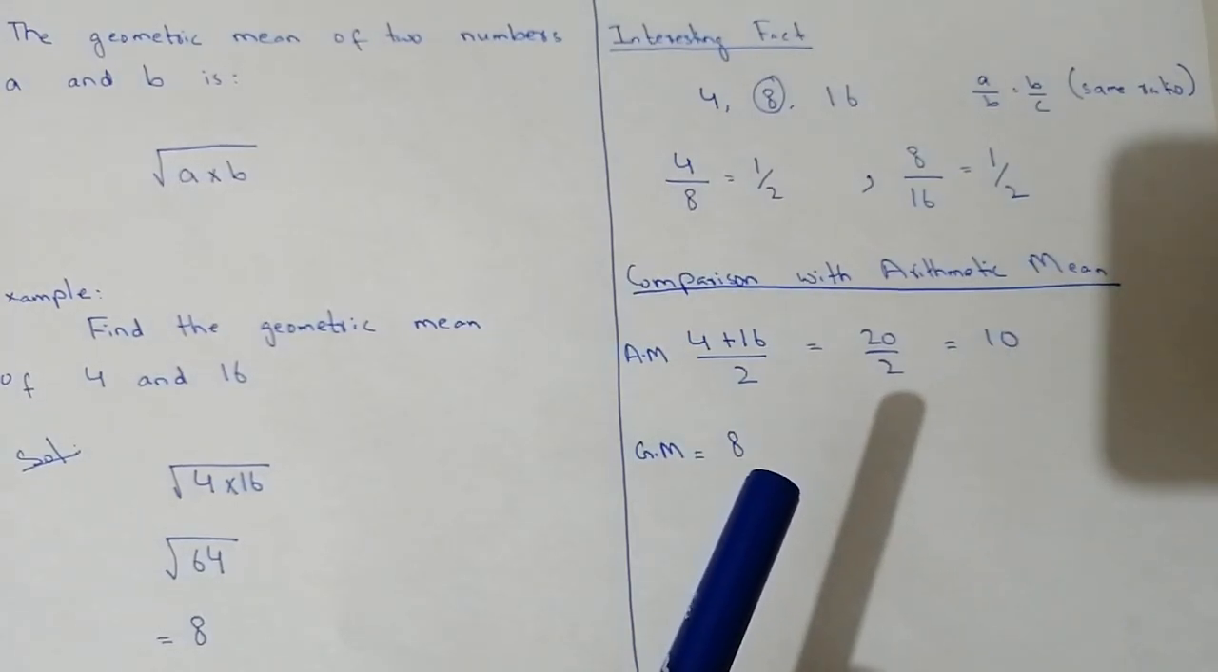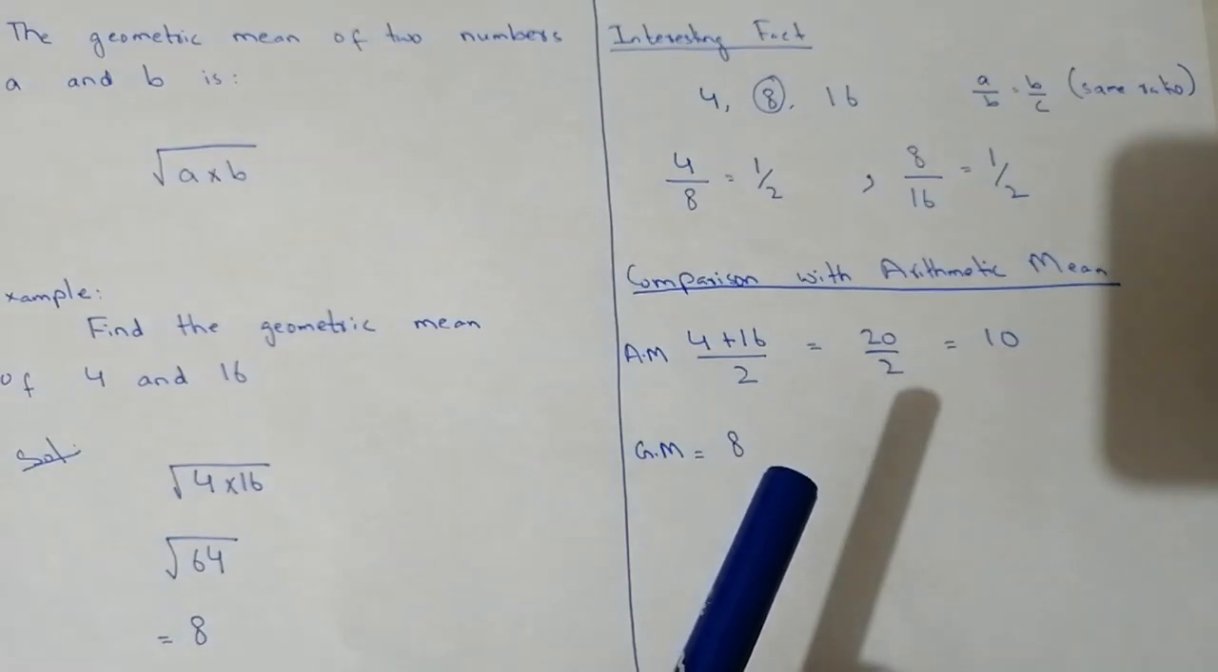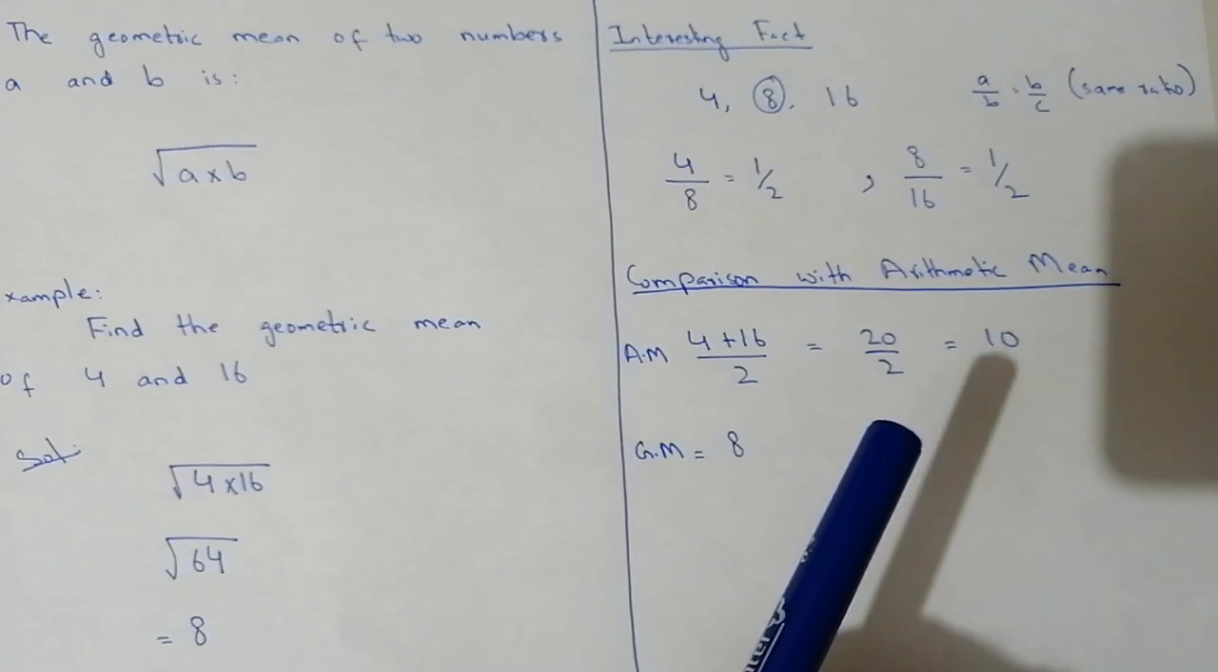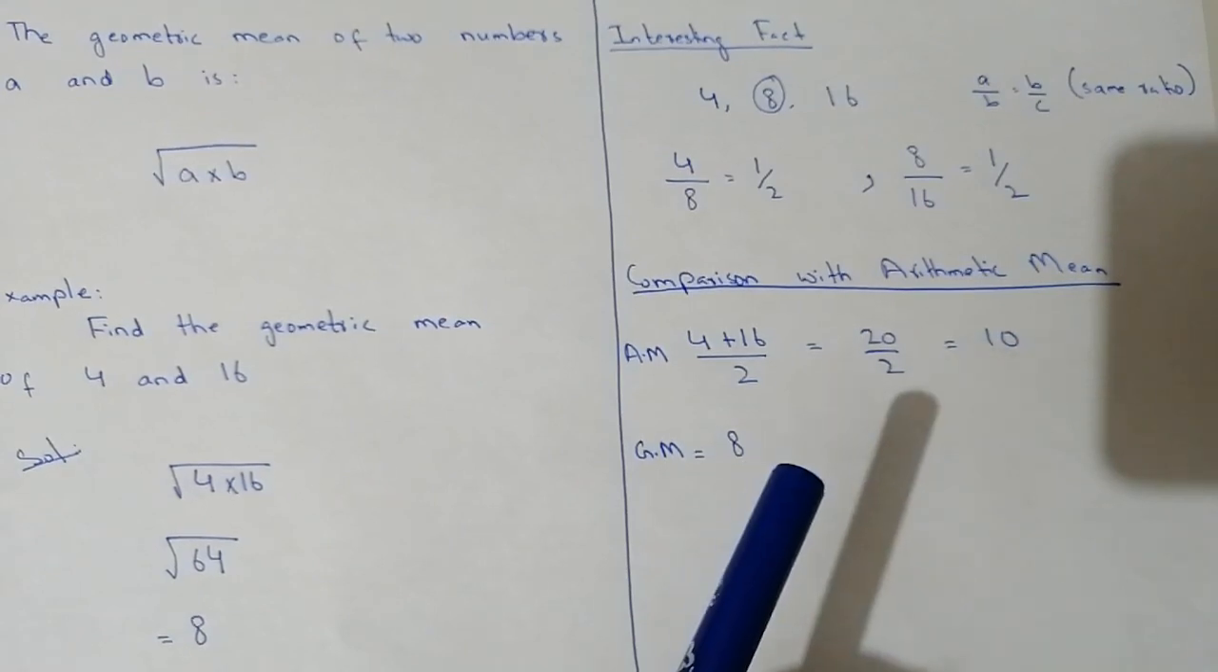The geometric mean may be a little bit lesser than the arithmetic mean or equivalent to the arithmetic mean, but not more than the arithmetic mean.